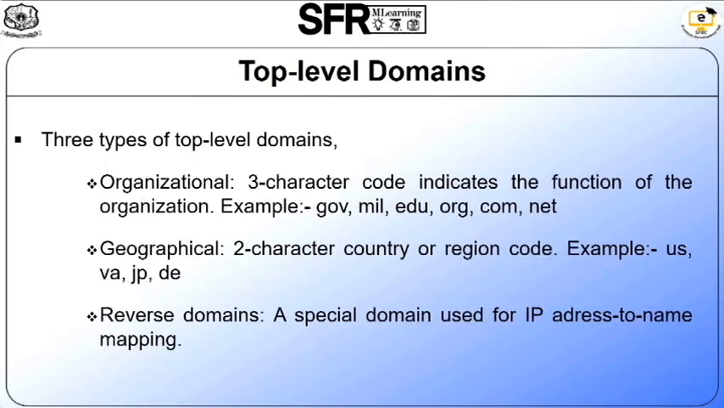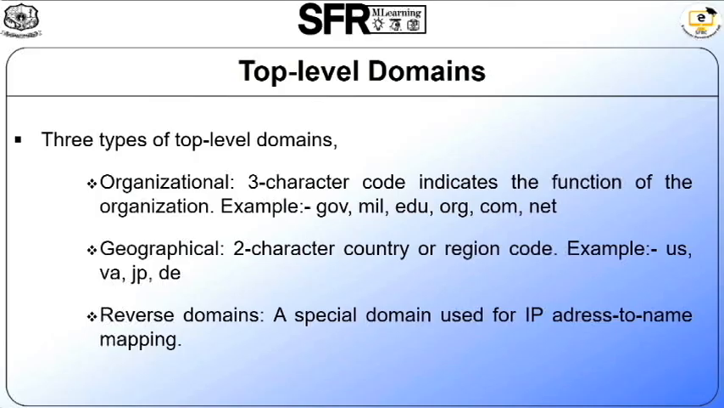First one, organizational. The 3-character code indicates the function of the organization. Example, GOV, which is used for government institutions, MIL, which is used for military institutions, EDU, which is used for educational institutions, ORG, which is used for non-profit organizations, COM, which is used for commercial institutions, NET, which is used for network institutions.